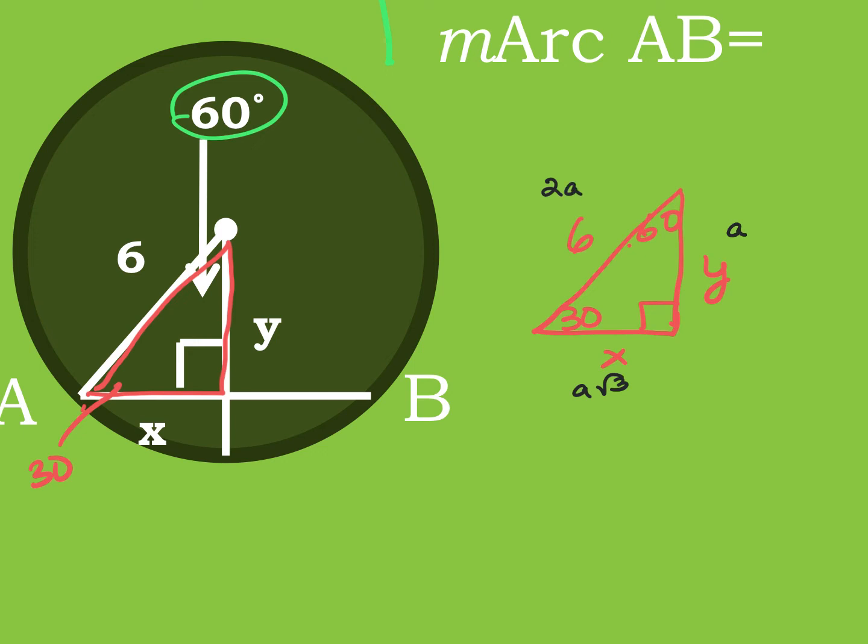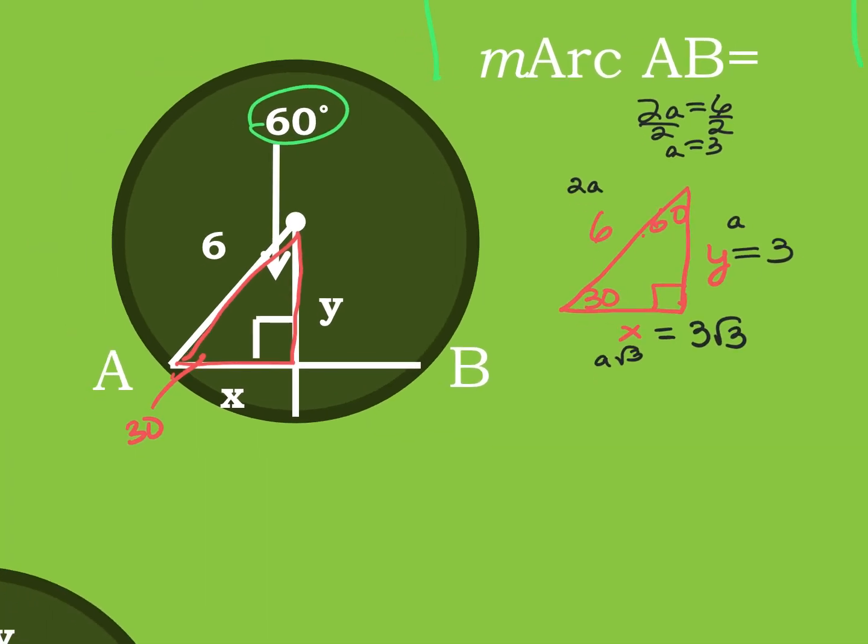So in order to find a, which is really going to be my y, I'm going to solve 2a equals 6. Divide by 2, and a equals 3. So y equals 3. And then x is whatever a was with root 3. So x equals 3 square root 3. So this is 3 square root 3. And then this one is just 3.